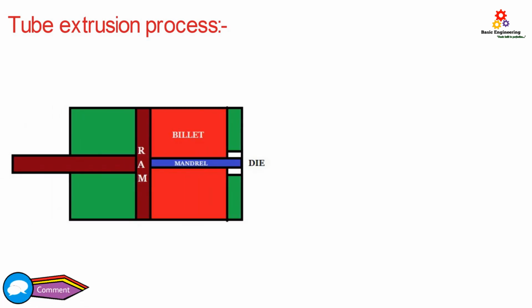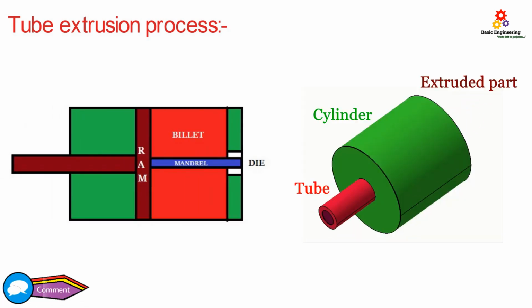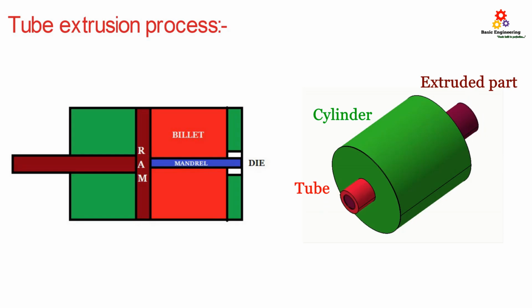And the last is the tube extrusion process. As the name is self-explanatory, this process is used for production of tubes. In this case, a mandrel is attached to the ram. As the ram moves forward to apply pressure on the billet, the mandrel will close the center area of the circular die and allows the metal to flow through the gap present between mandrel and die.